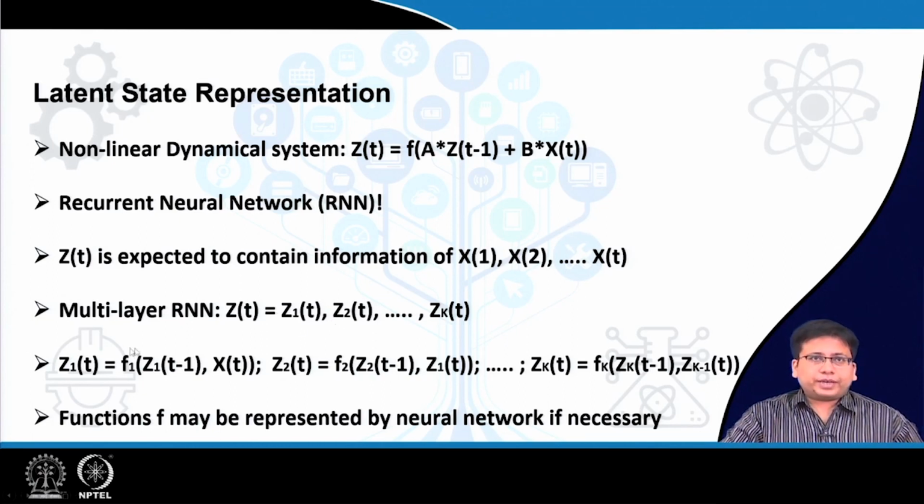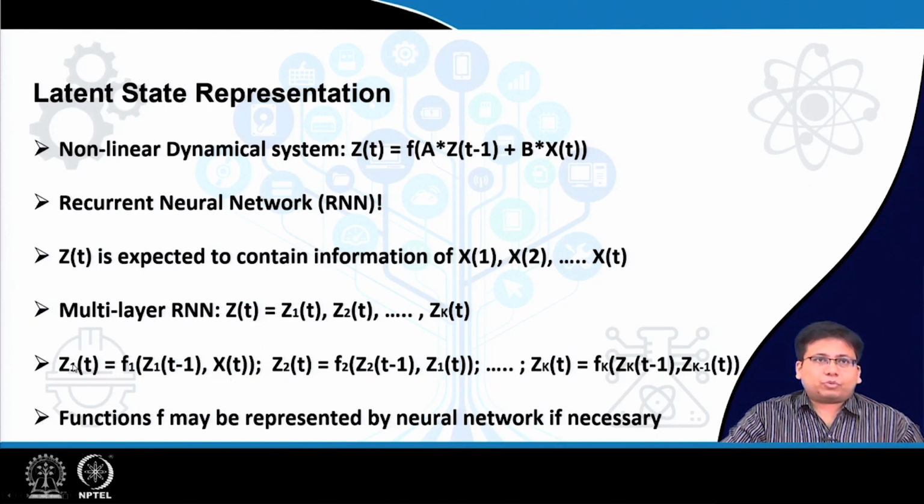We can also define a multi-layer RNN like this, that is, instead of having just a single system state z, we can actually have several state variables like z1_t, z2_t, up to zk_t, and these are also defined sequentially. That is, first z1: whenever the input comes in, z1_t is defined in terms of the past value of z1 and the current input x_t.